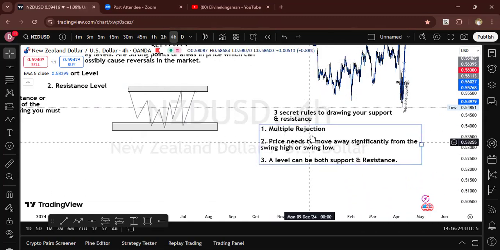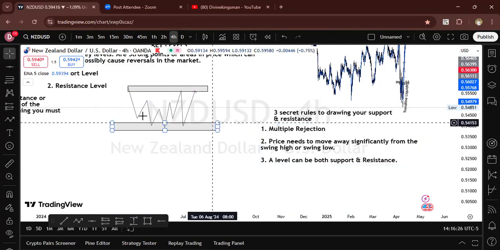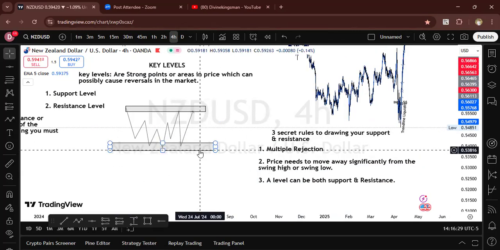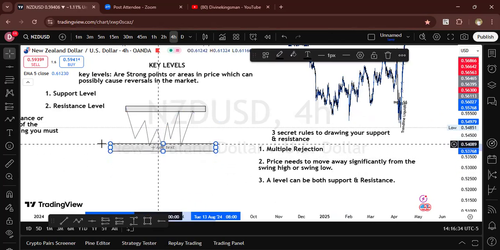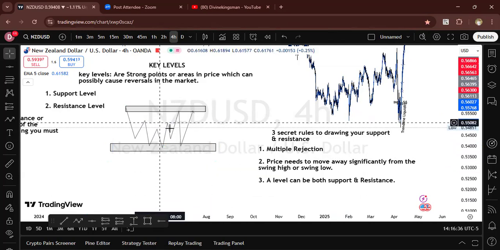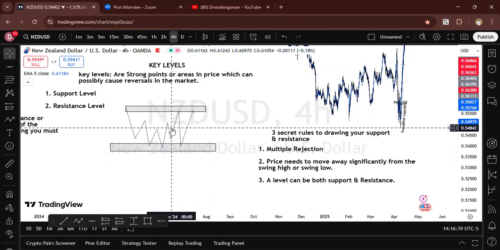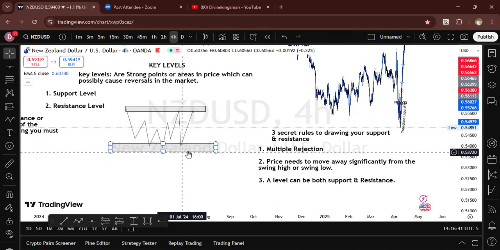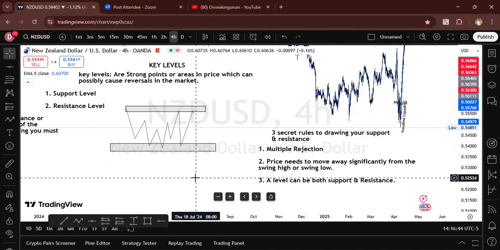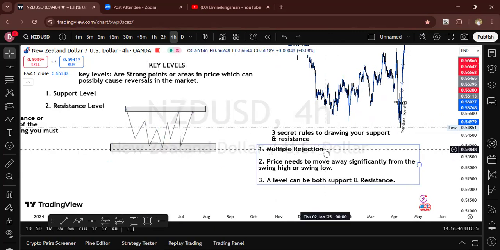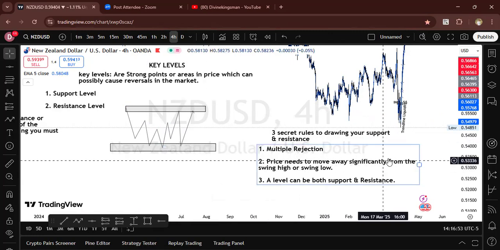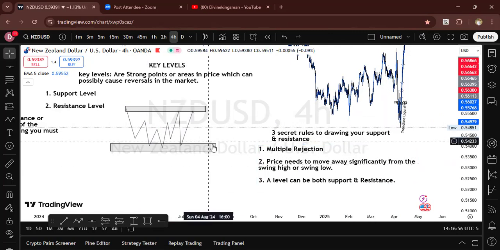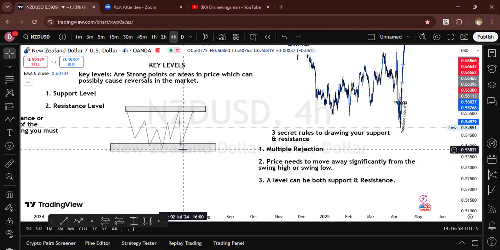One, there have to be multiple rejections, which is here. You can see there's a rejection. The reason we draw here as our support level is because there is rejection in the market. Whenever price comes here, it goes back, pushing it up, comes back here and pushes up again. So this is our support level, and because there are multiple rejections, the first secret rule is valid for us to mark this as our support level. And I said price needs to move away significantly from the swing low or swing high, which price also did here.